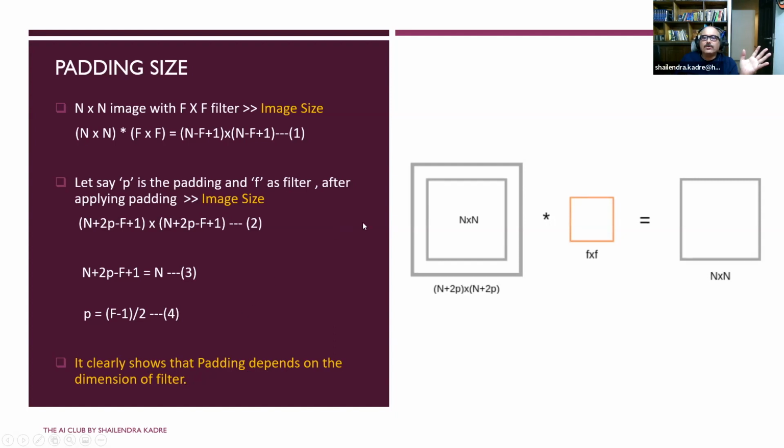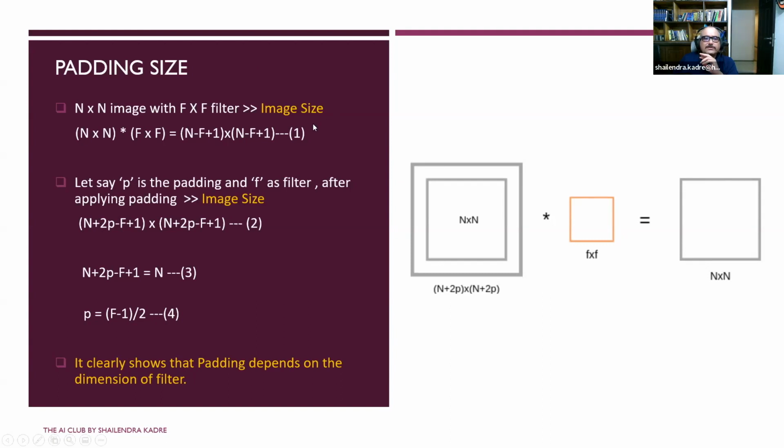Okay. So this is a simple use case I have taken, wherein an image of n by n with padding p all around is convolved with a filter of f by f, and you want to get the same output size as n by n. What will be the size of padding? So padding will be f minus 1 by 2.